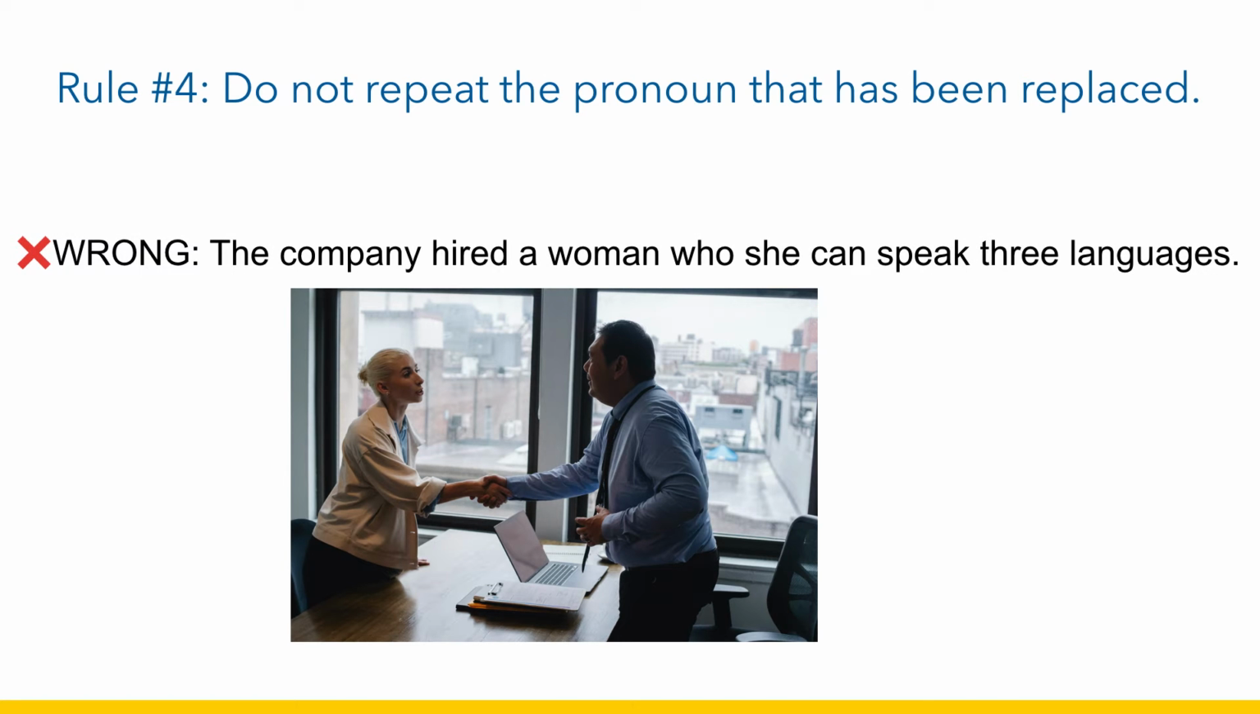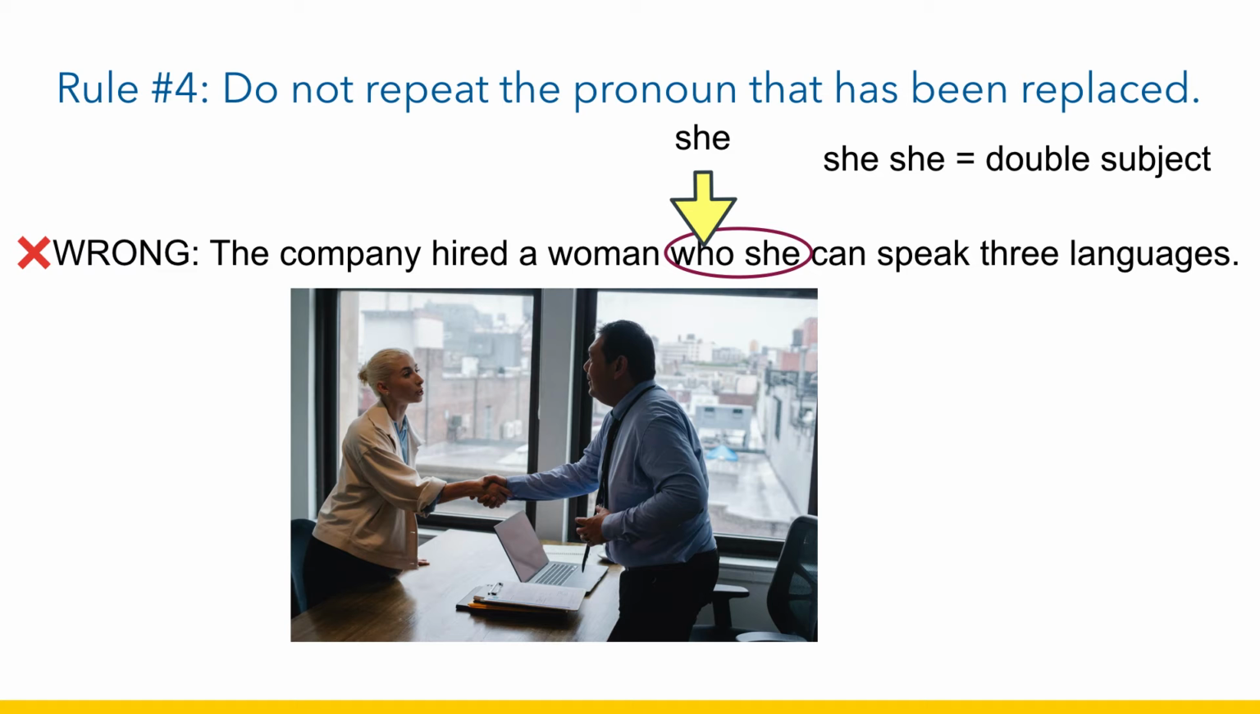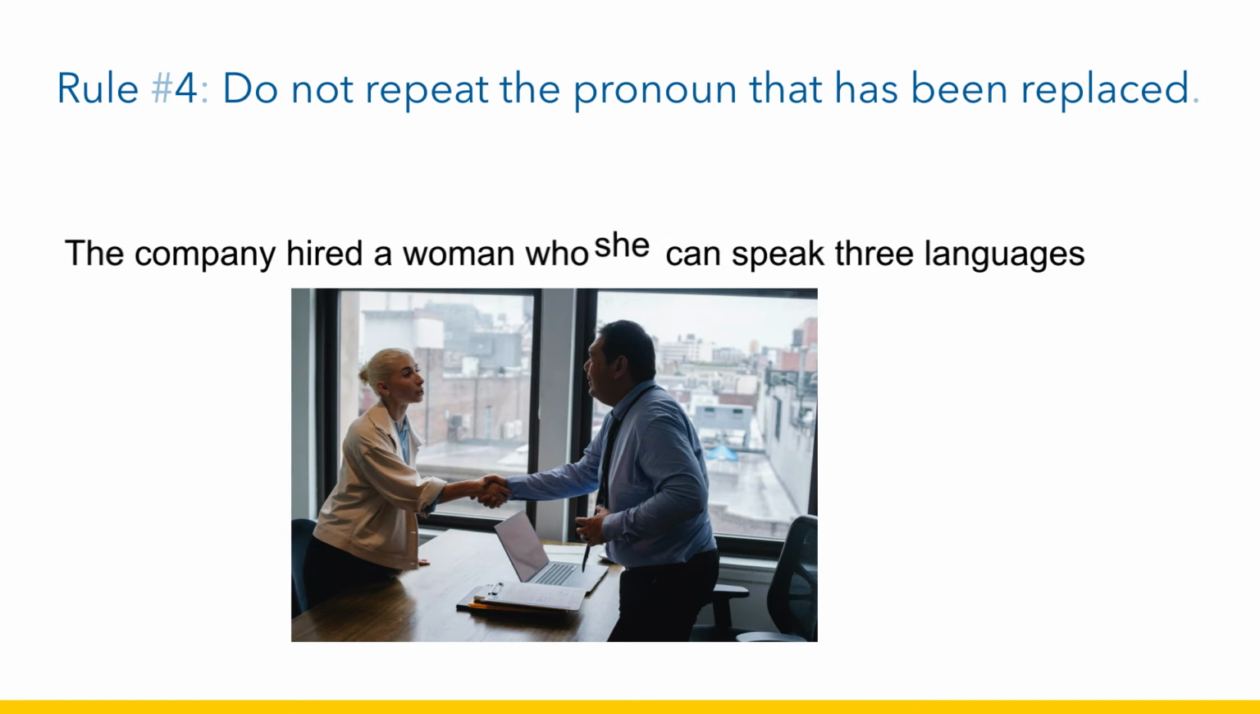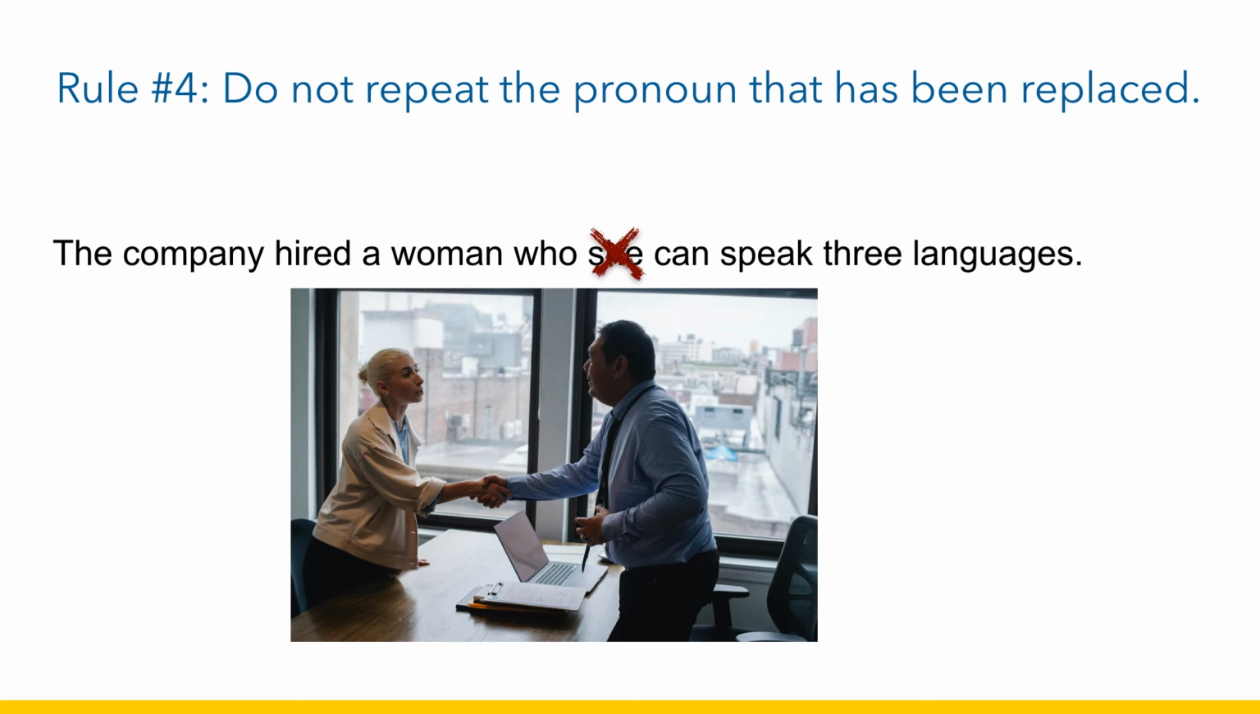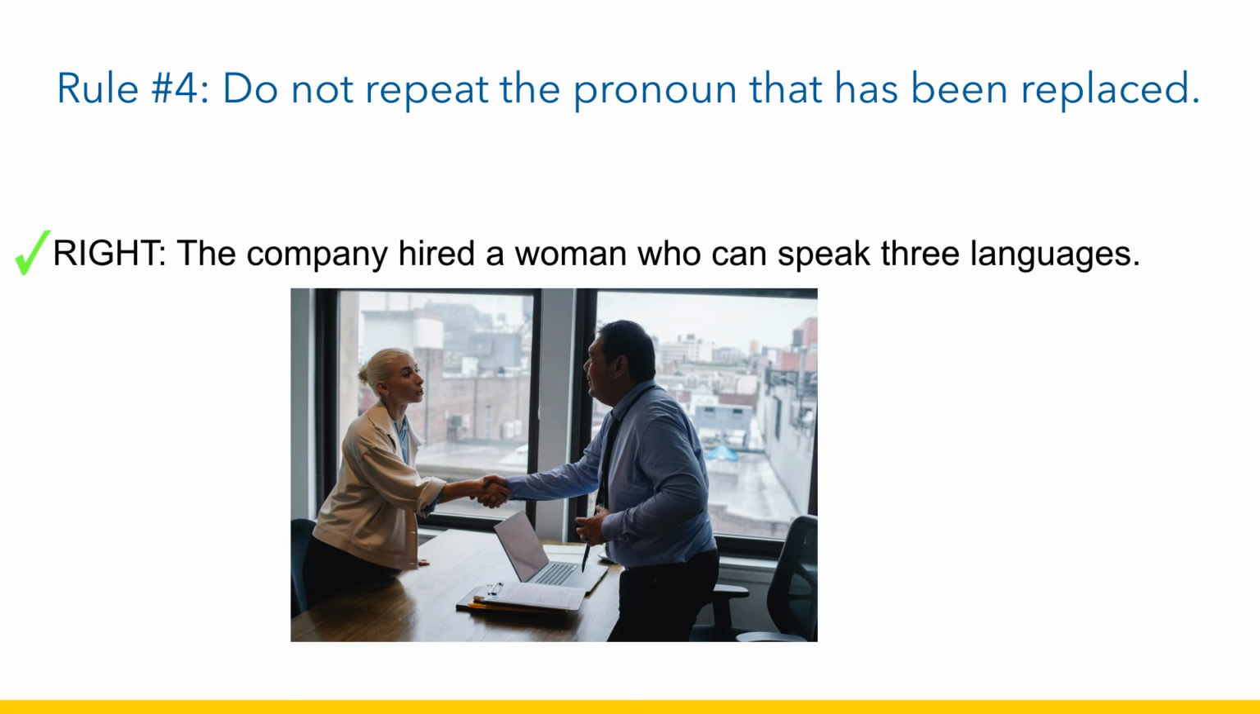There is an extra word in this sentence that we don't need. Can you find the word that you should remove? Look at the adjective clause. It's in there. Who is she in the adjective clause? That means we don't need she. She is a double subject. So we only need who. The company hired a woman who can speak 3 languages.